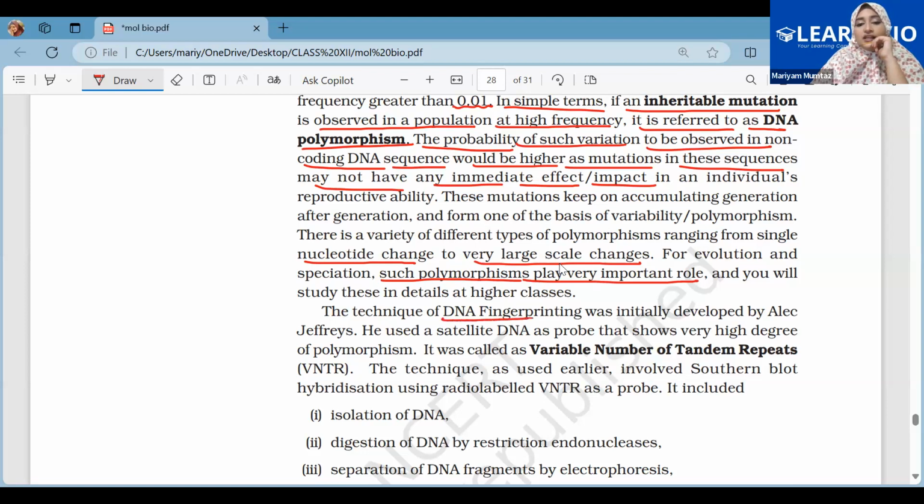The technique of DNA fingerprinting was initially developed by Alec Jeffreys. It is very important to know the name of the person who developed the DNA fingerprinting technique. He used a satellite DNA as a probe that shows a very high degree of polymorphism. It was known as VNTR, that is variable number of tandem repeats. Many a time the full form of this is also asked. Now, the technique as used earlier involved Southern blot hybridization using radio-labeled VNTR as a probe.